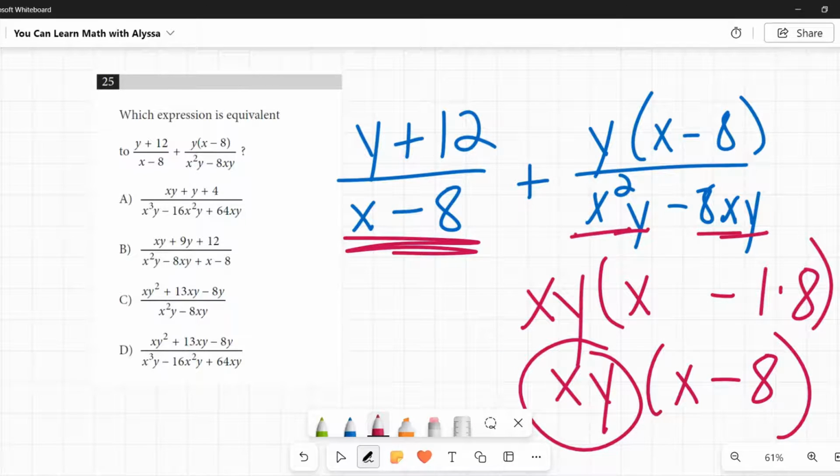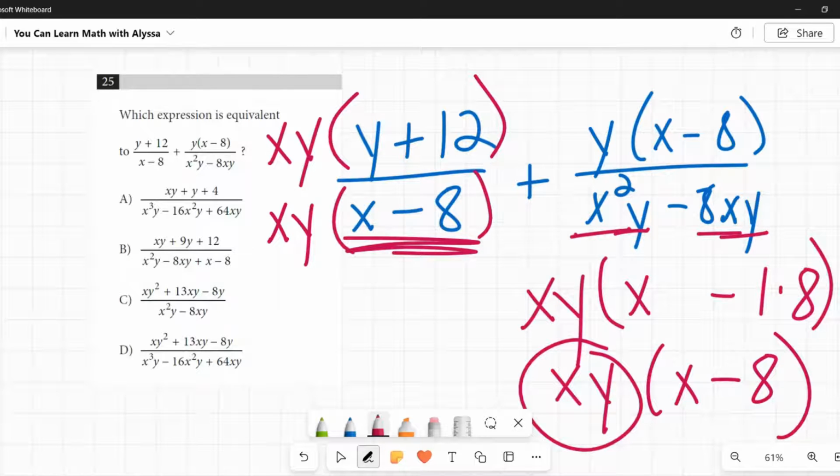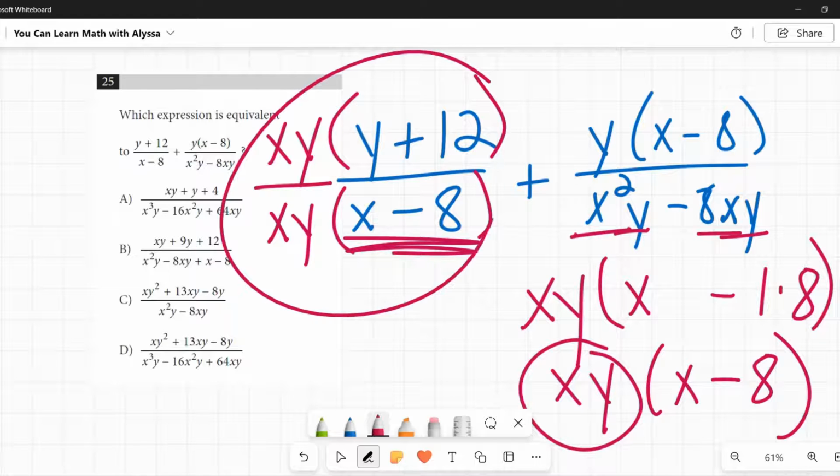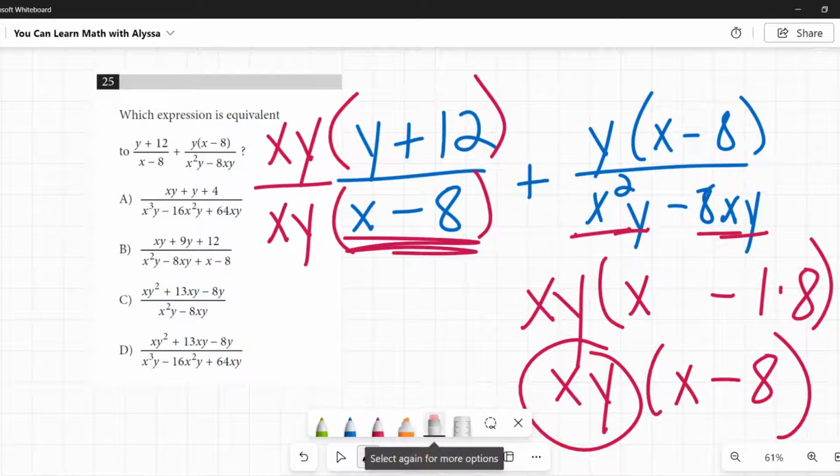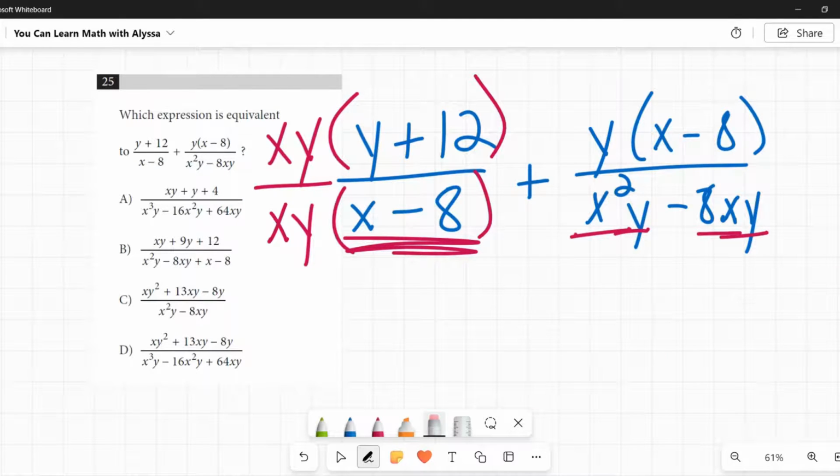8xy. Now, anytime you're multiplying a fraction's denominator by something, you have to multiply the numerator by that same thing, because you're essentially multiplying by 1. A number over itself, not including 0, is equal to 1. So x times y over x times y is 1. I can multiply this whole thing by 1 and not change it. Okay, so I'm going to do that first.